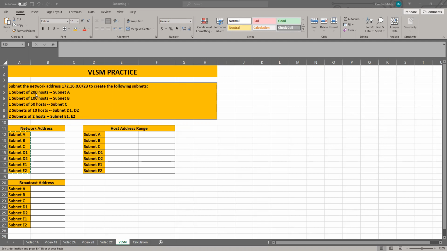For this particular problem, I've arranged them in order of the highest number of hosts to the lowest. But during, let's say, an exam question, you might get them in a different order. You always want to remember one thing: you're supposed to start from the top with the highest number of hosts, and then work your way down to the lowest number of hosts. Any order is possible, it could be that subnet B is on top and subnet A is at the bottom. That does not matter. What matters is that the subnet with the largest number of hosts should always be at the top.